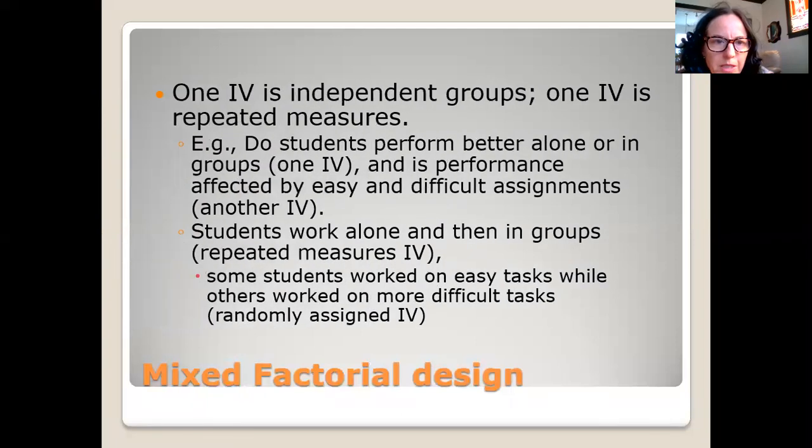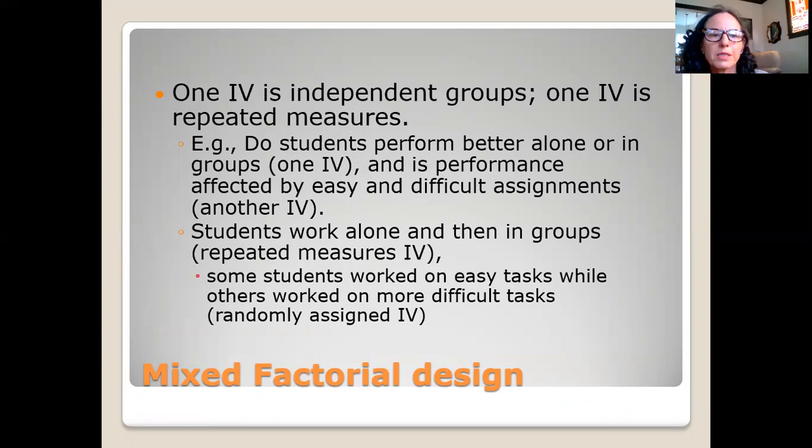Okay. Let's take a look at the mixed factorial design. The mixed factorial design is when one of the independent variables is an independent groups variable, given that it's randomly assigned, and one is repeated measures. So therefore we call it mixed because it's both. One is independent and randomly assigned, and the other is repeated measures.